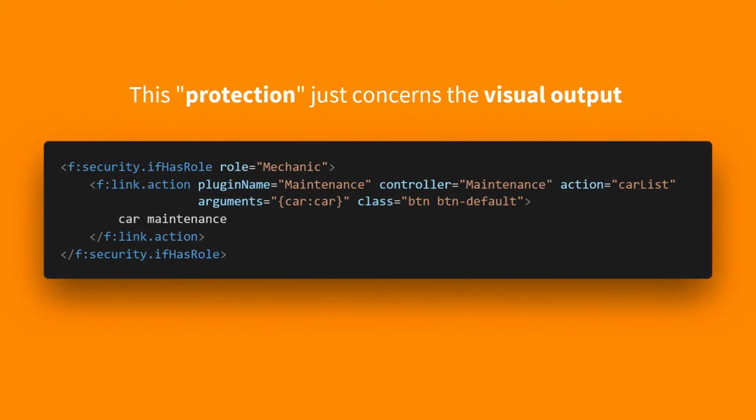And here is an example which just addresses the view part. This is a Fluid representation, and here it checks whether the currently logged in front-end user belongs to the group mechanic. If that is true, then you get a button shown. However, even if that button is not there, you can still call that action, probably directly.